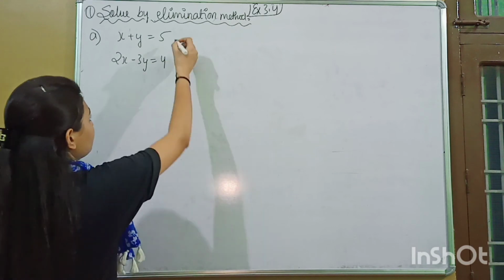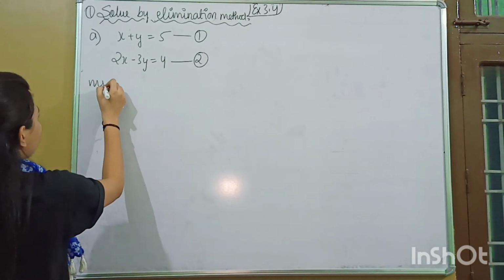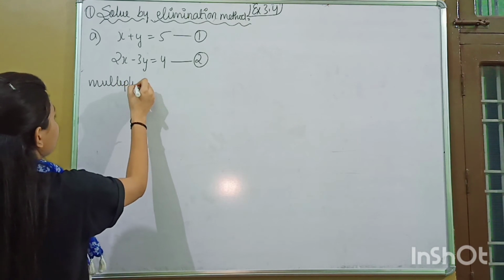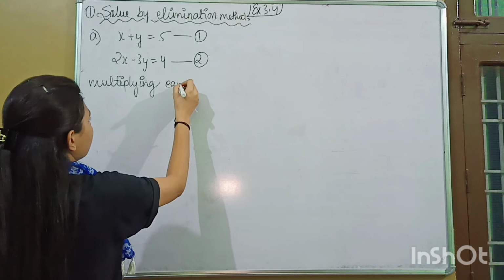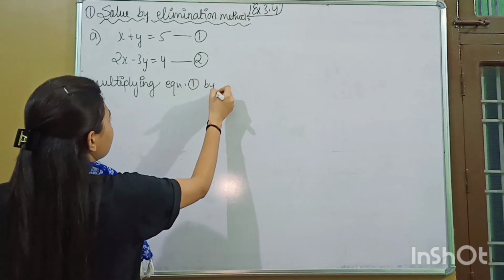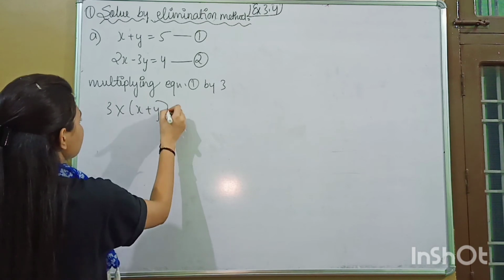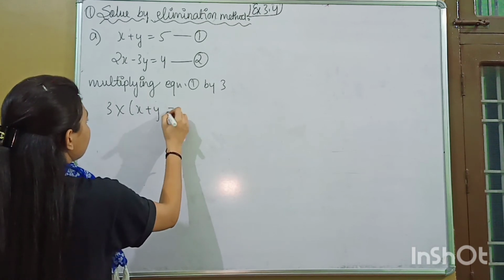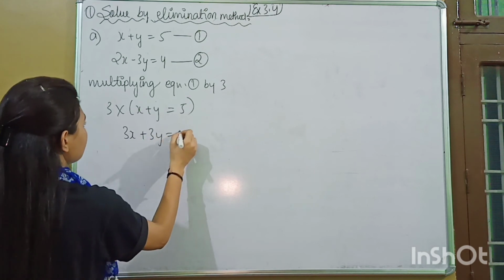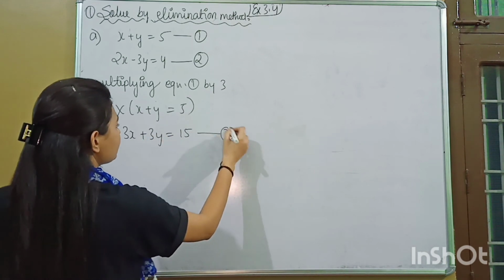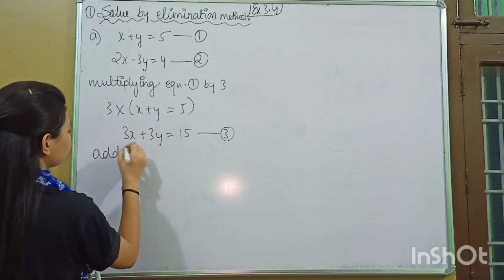So what we have to do, multiply equation 1 by 3. Multiplying equation 1 by 3, it will be 3 into x plus y is equals to 5, that is 3x plus 3y is equals to 15. Name it as equation 3. Now adding equations 2 and 3.